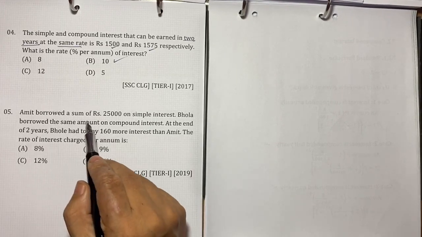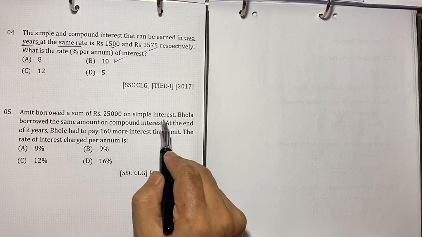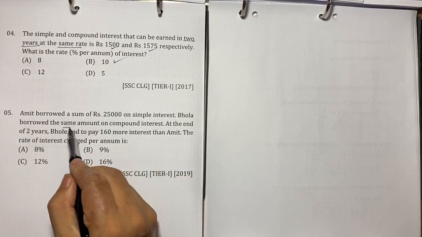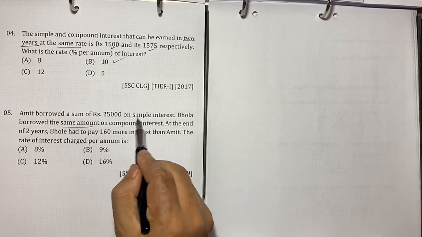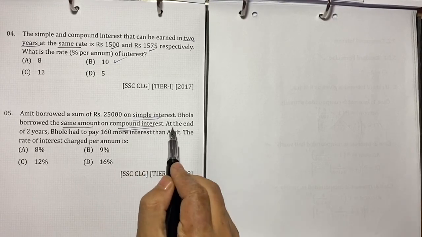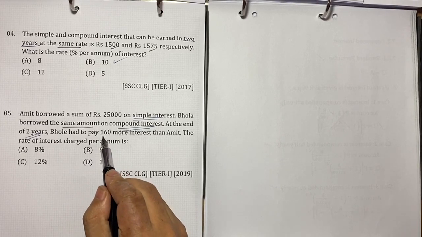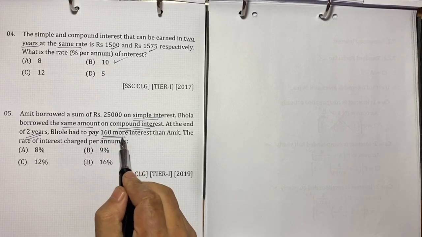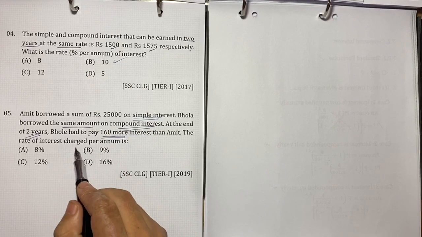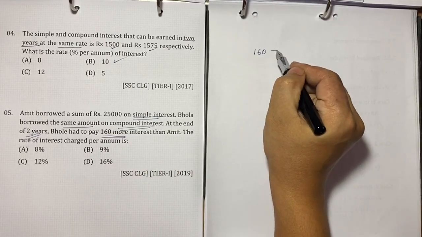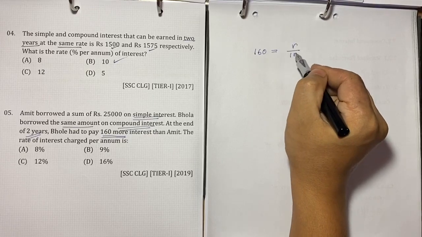Amit borrowed a sum of rupees 25,000 on simple interest. Bhola borrowed the same amount on compound interest. At the end of 2 years, Bhola had to pay 160 more interest. Meaning the difference is 160. The rate of interest charged per annum is R. The difference 160 equals R by 100 squared.